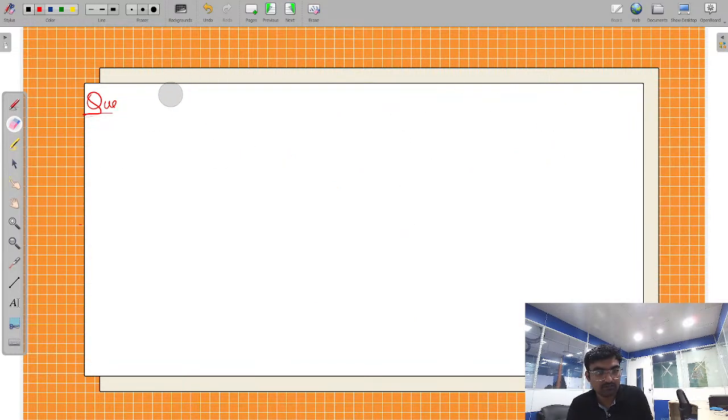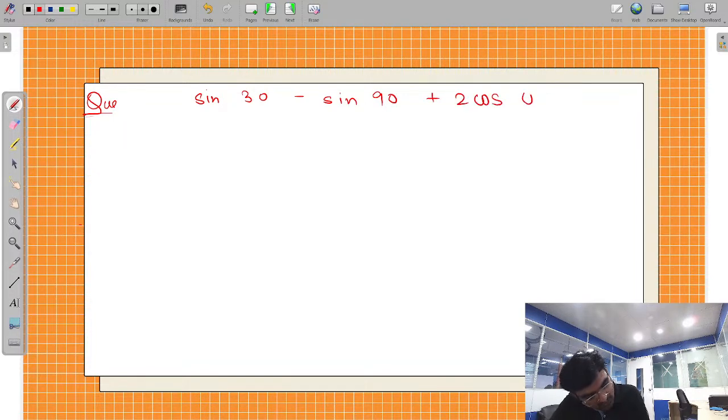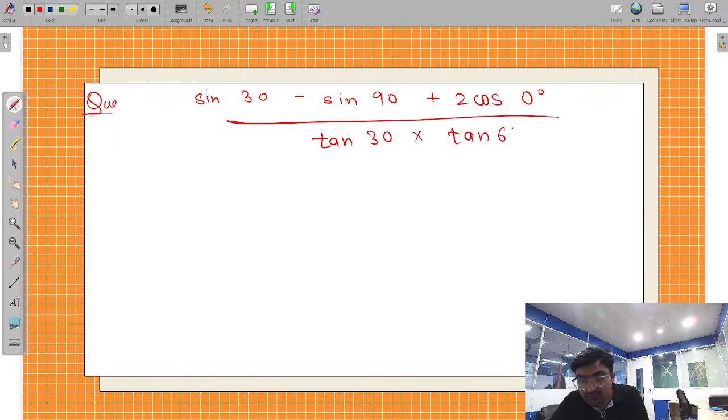Okay, sine 30 minus sine 90 plus 2 cos 0 degree upon tan 30 into tan 60. Okay, so open your trigonometric tables and let's start doing the solution.